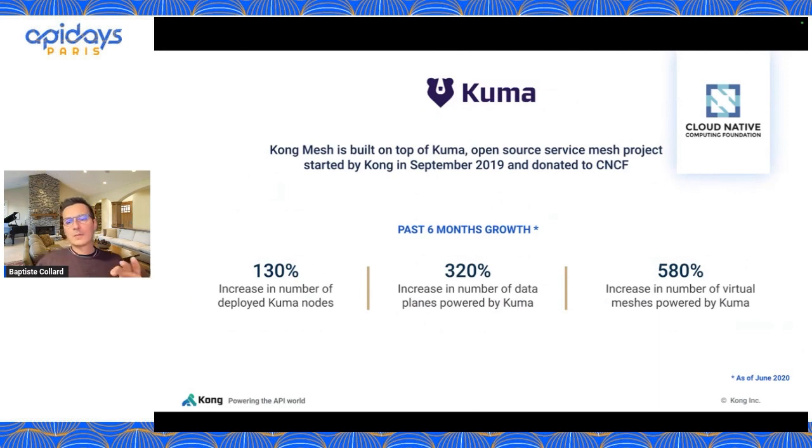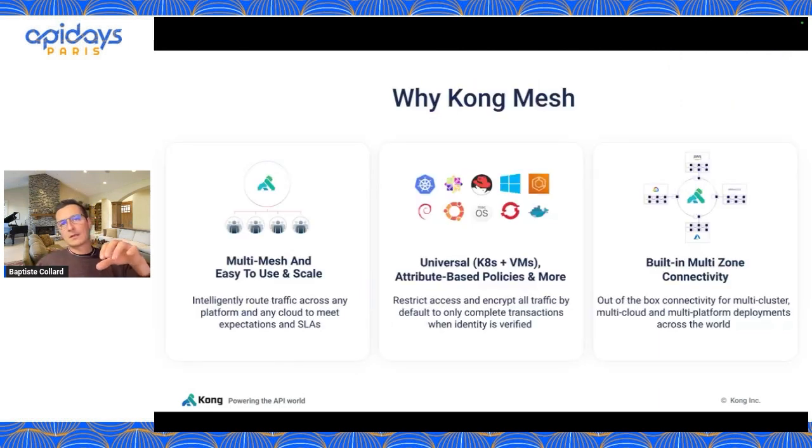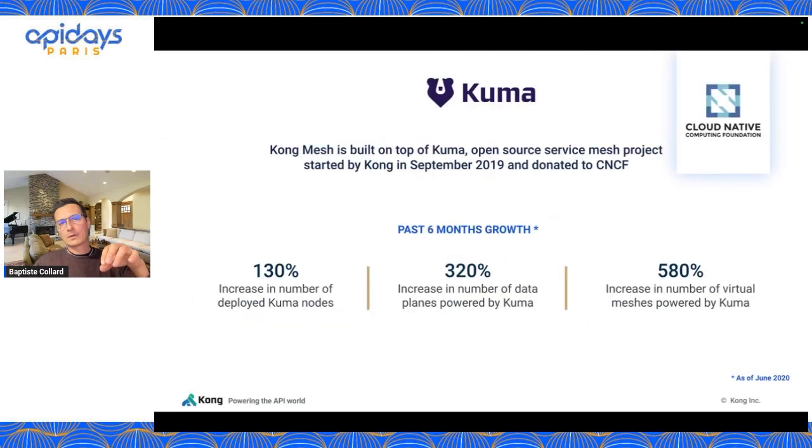Cool. So Kong Mesh itself is one of the enterprise products we have at Kong. It's based on top of Kuma, which is an open source project that was given to the CNCF a couple of years ago, in 2019, and we are building on top of that. What's really nice with Kuma is that even in the open source version of the product, you will already find nice capabilities like multi-zone, multi-mesh, and basically all the policies, except maybe one or two of them.